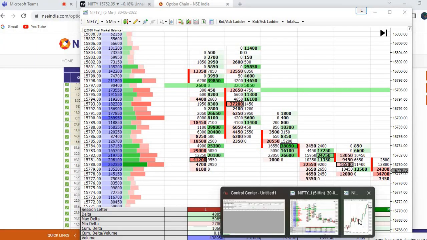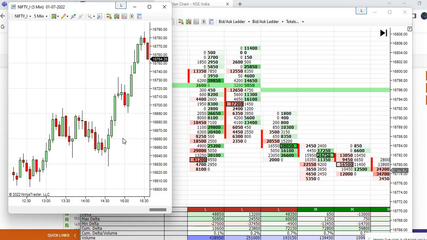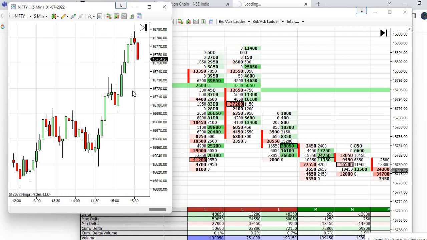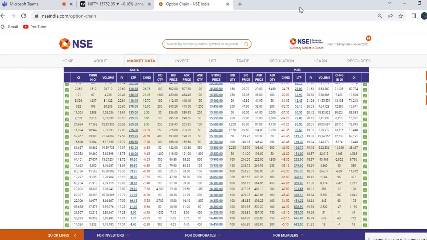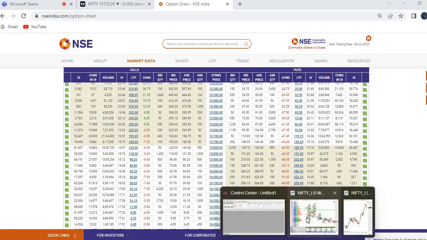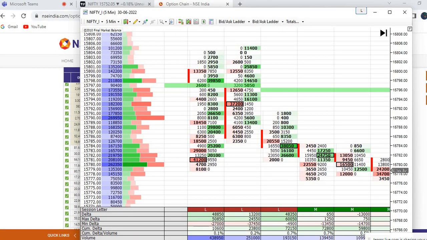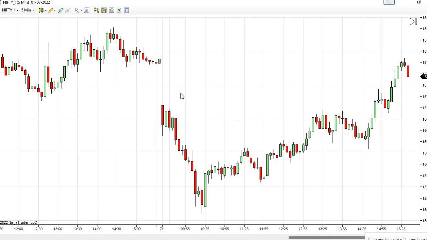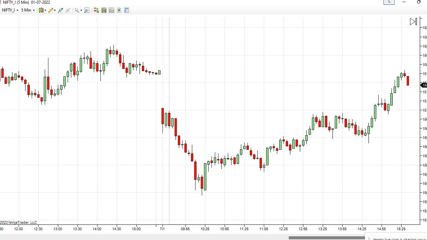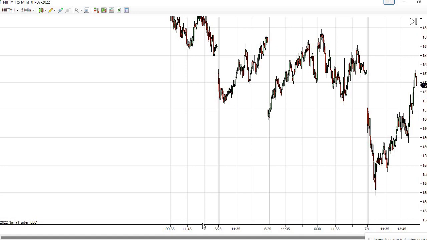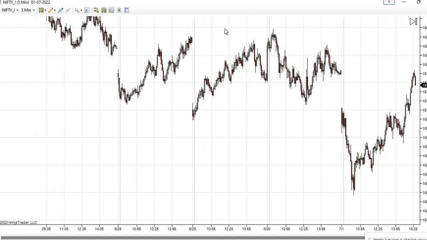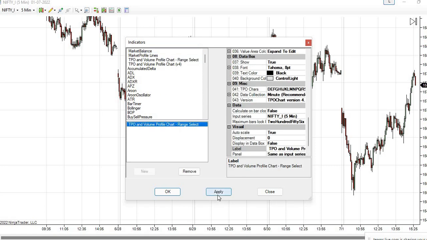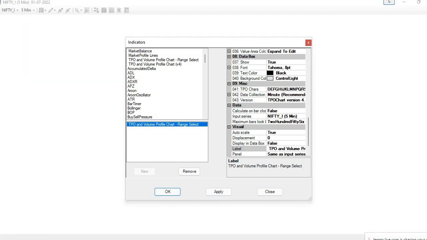Just like this, and have this data on this side, then mark those levels. Like, if you see, let me go back to this thing. Have a bar chart, mark those things. What I will do is combine this data just like this, and then apply one of my indicators, which is range select, and press OK.